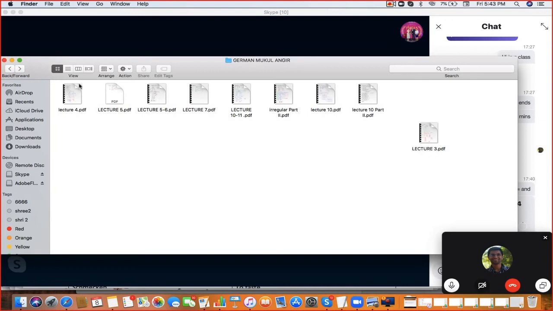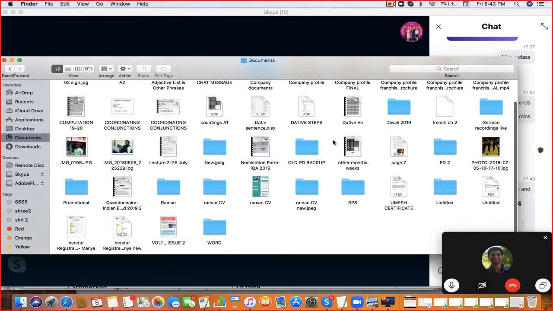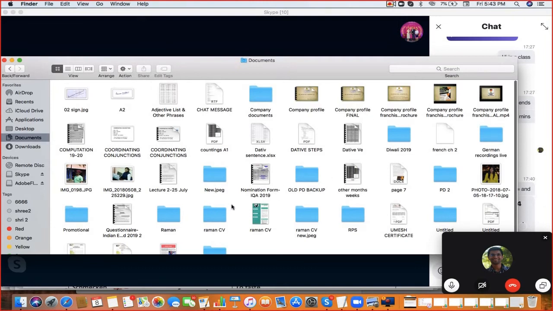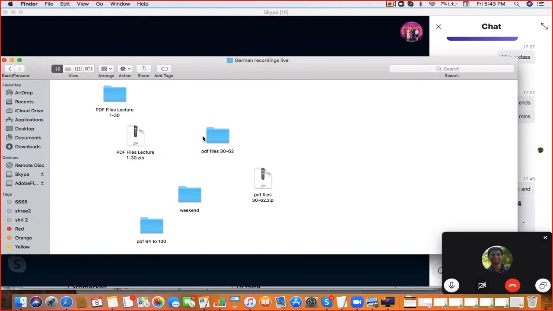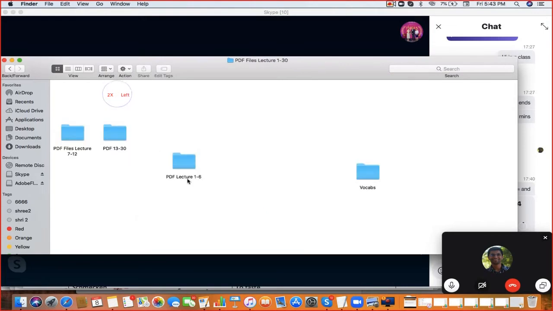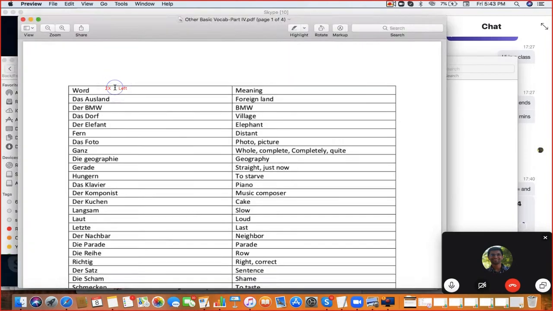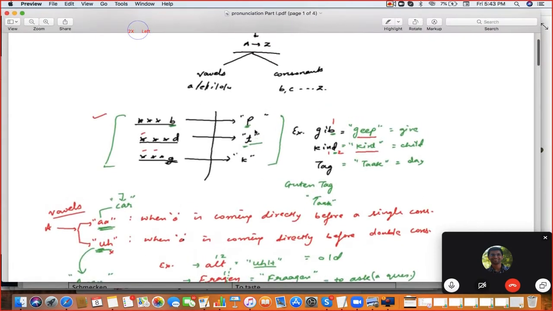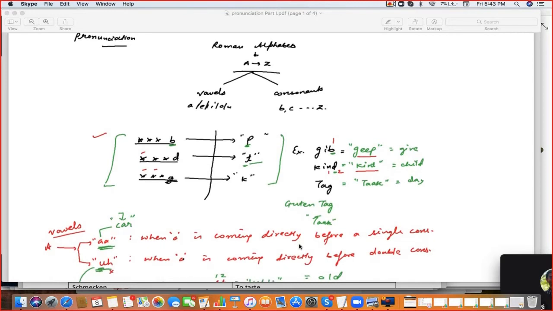Now, we'll start with the actual topic of the sounds of these letters. So far, we have just done the German letters, that is, the names of letters: A, B, C, D, like that. Now you have to understand the sounds, what is the sound of A, what is the sound of B, like that. I have shared one PDF on my screen. You can see that.